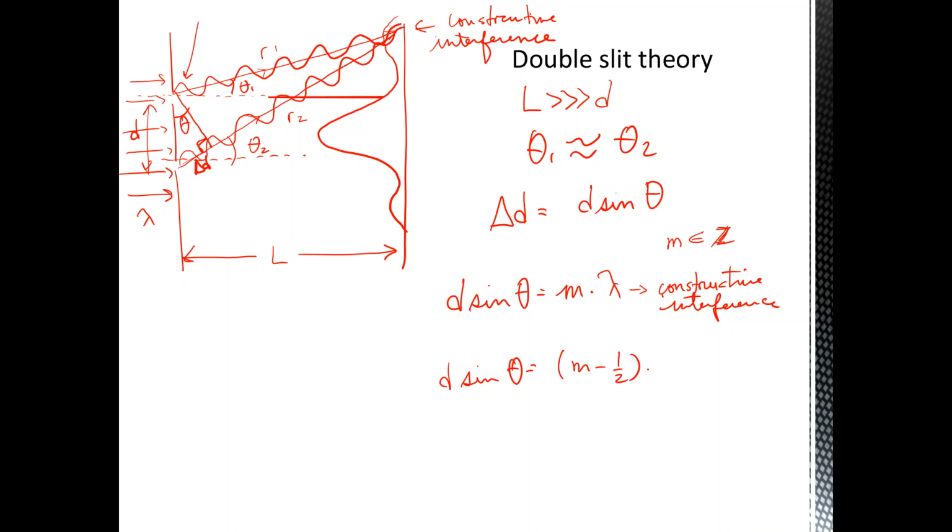If I have a half multiple of the wavelength, then I'm going to have destructive interference. So it's all about that path length difference. If the path length difference is a multiple of the wavelength, constructive interference. If not, destructive interference.